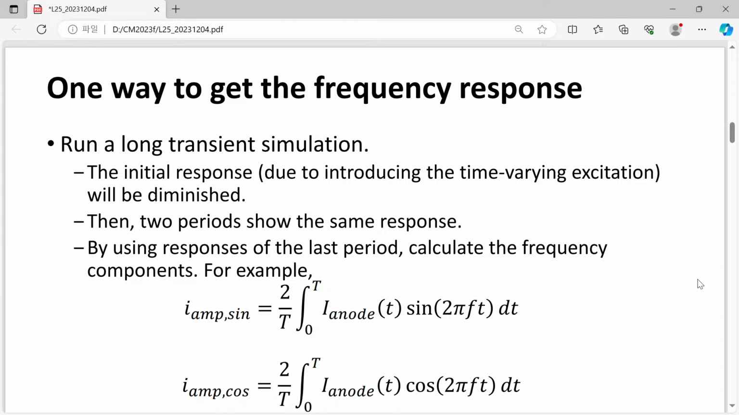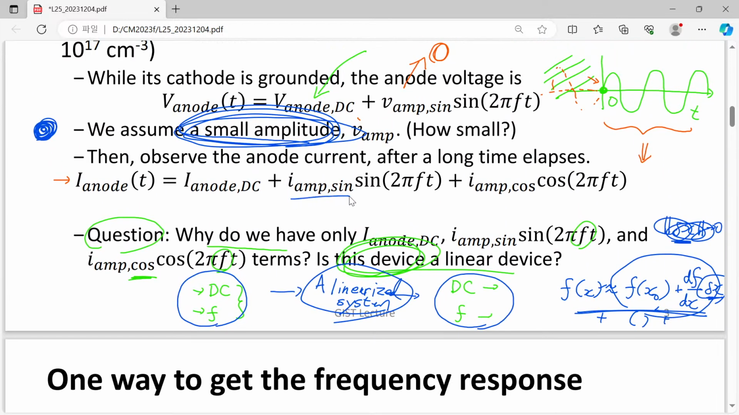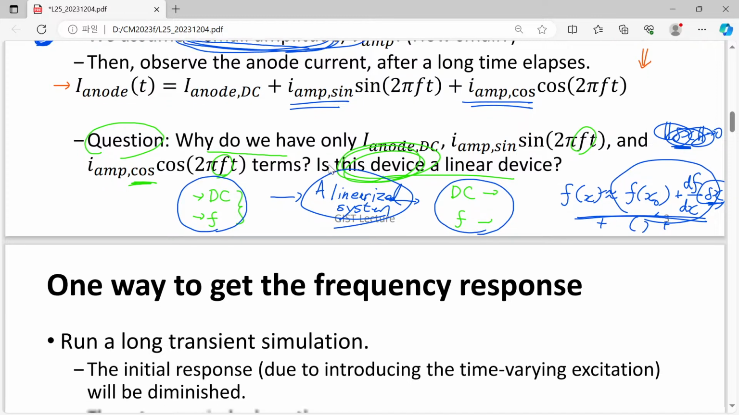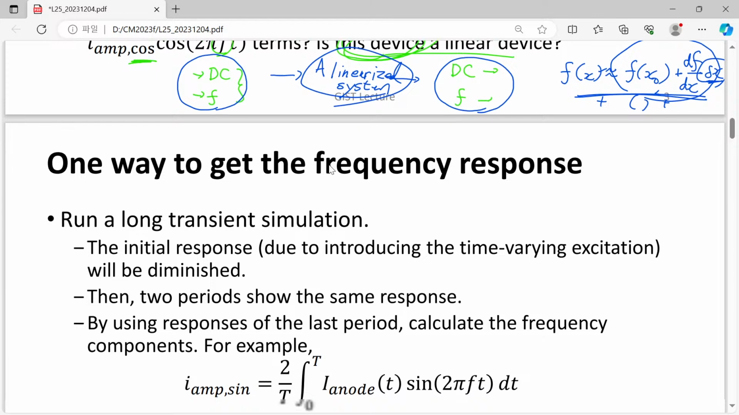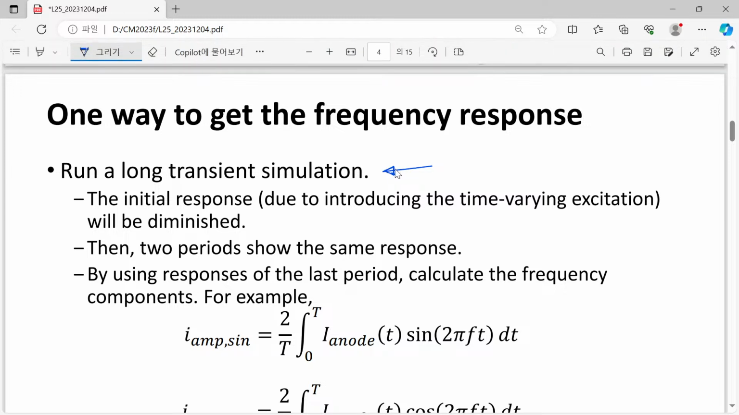So anyway, now let's say that our goal is to calculate this amplitude. When we apply a certain voltage amplitude, what is the sine amplitude and cosine amplitude of our current? That is our goal. Then how can we get the frequency response? The simple and most straightforward way is to run a sufficiently long transient simulation.